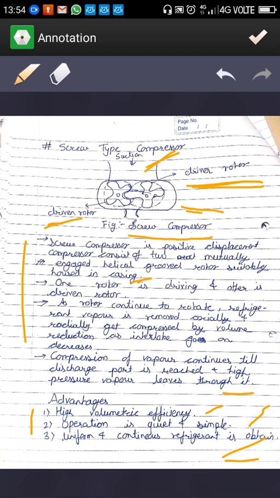I am again listing the advantages of the screw type compressor here. It has high volumetric efficiency, and the operation of this compressor is quiet and simple. Uniform and continuous refrigerant flow is obtained. Absence of suction and discharge valves eliminates pressure drop. It can be directly coupled to the prime mover. It can be used with refrigerants R12 and ammonia. It is purely rotary motion, therefore it is perfectly balanced.